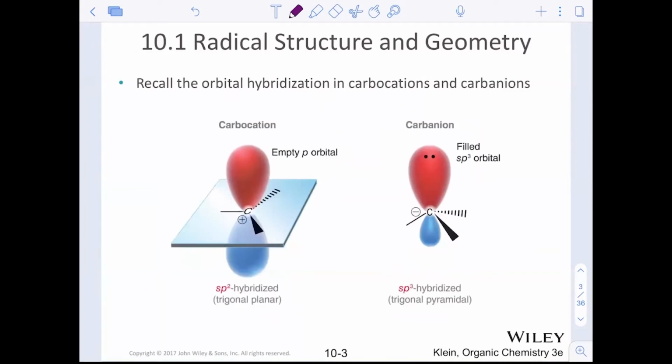Now, if we remember our intermediates before, we had carbocations or carbanions. The carbocation is an sp2 hybridized carbon with an empty p orbital. That +1 charge tells us that we have an empty p orbital on that specific carbon center. A carbanion was a filled sp3 hybridized orbital. That carbanion is usually reactive, such as a base, such as the acetylide ion. We have an sp3 here just to show you the typical carbanion.